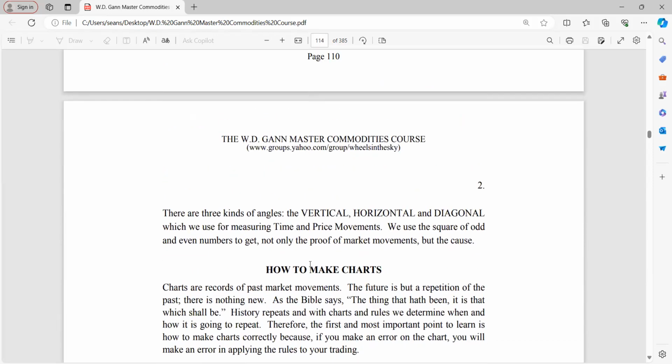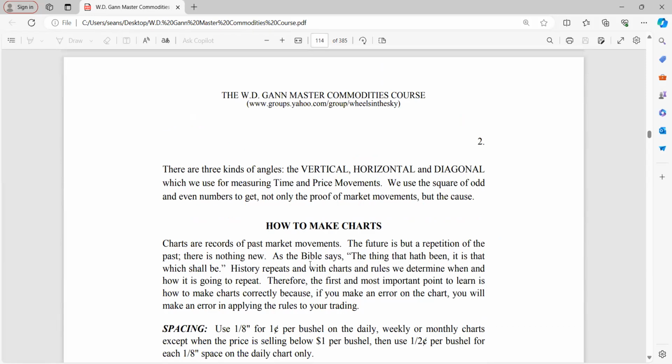Then he goes and tells us that there are three kinds of angles: the vertical, horizontal, and diagonal, which we use for measuring time and price movements. Now, where do we use a horizontal and a vertical? Where do we use that? That's in the square of 9, right? So he calls the angles in the square of 9 also geometric angles.